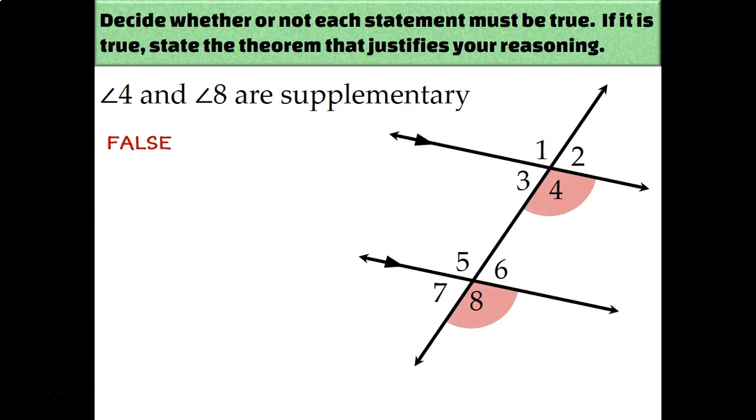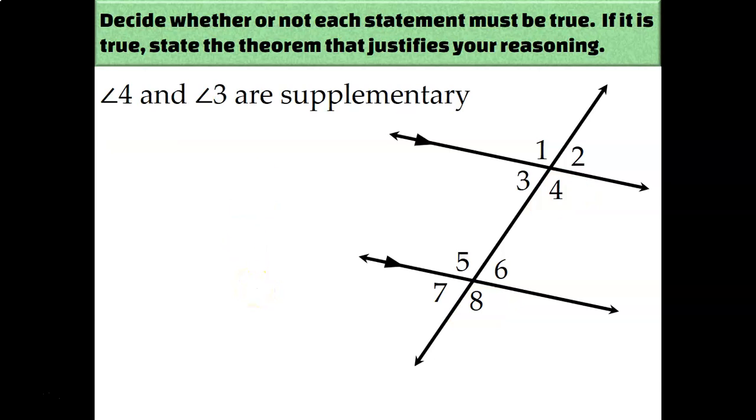Can I say that angle 4 is supplementary to angle 8? No, I cannot. Angle 4 and angle 8 are basically in the bottom right-hand corner out of the 4 angles that were created by the intersection of each pair of lines. So since they occupy the same positions, that makes them corresponding. And what I know about corresponding angles is that they are congruent, not that they're supplementary. So I cannot assume that angle 4 and angle 8 are supplementary.